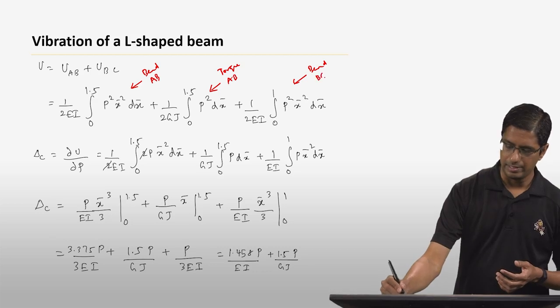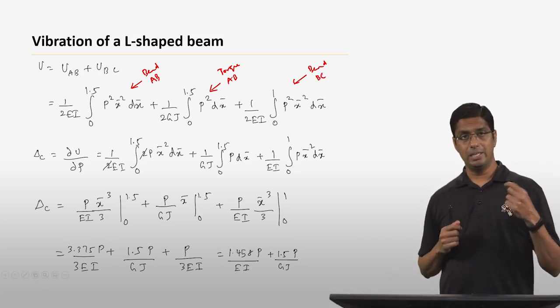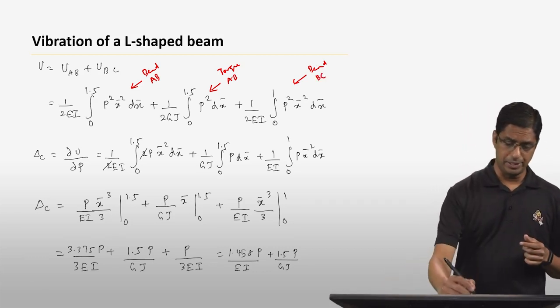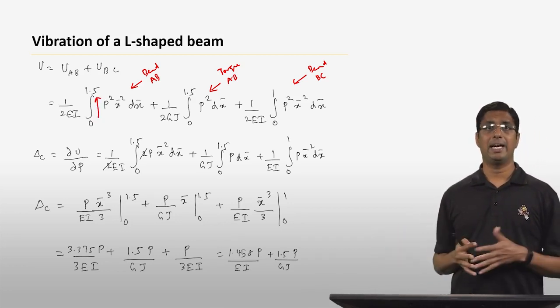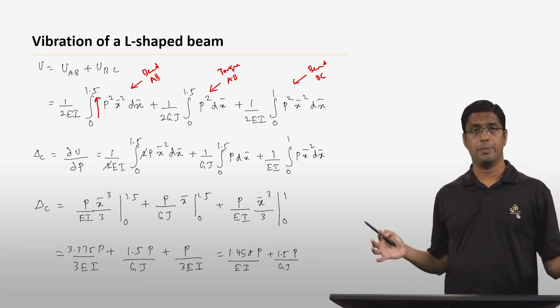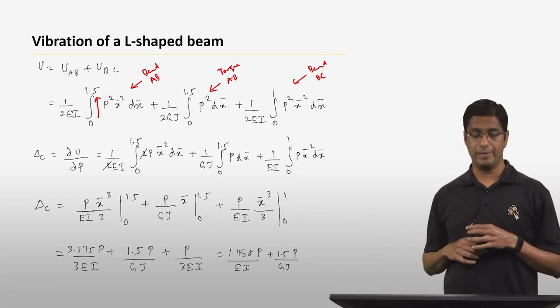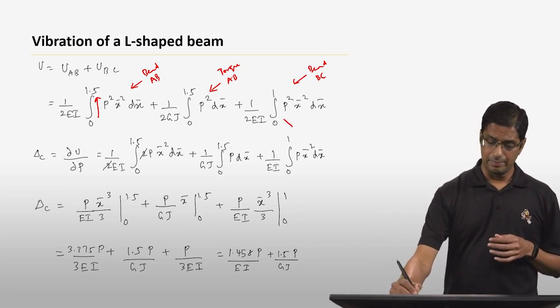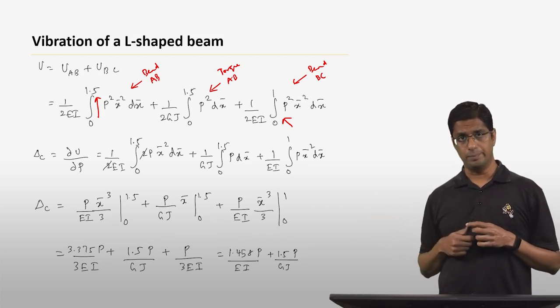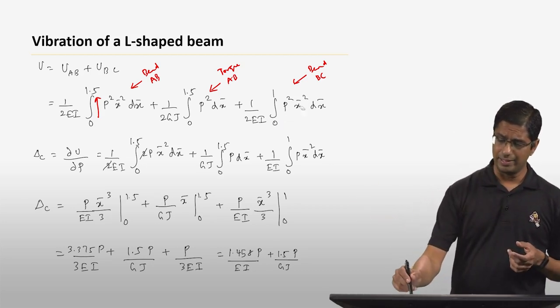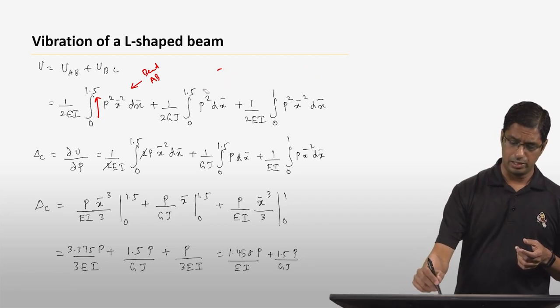The reason is because if you look at the limits of the integrals, this is from 0 to 1.5. The segment AB has a length of 1.5, so that is why it's 0 to 1.5. Whereas the segment BC is of length 1 meter, so that is why the integral is from 0 to 1. Again, this is something that we have done multiple times, so it's not too difficult.